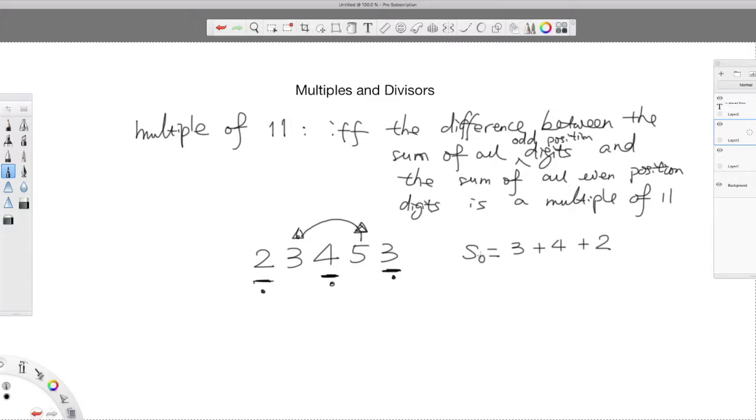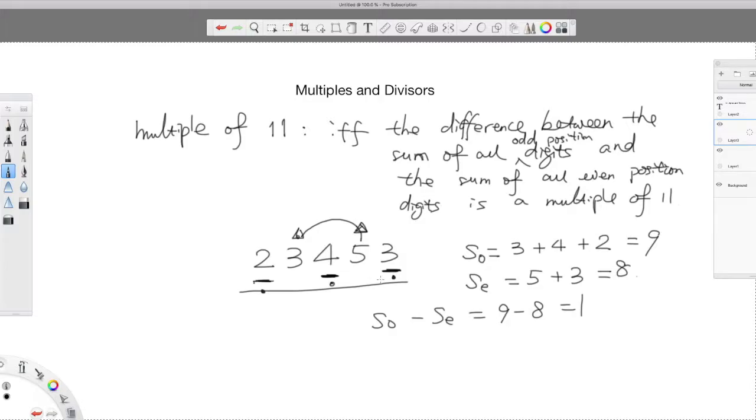Let's call it the sum odd, and the sum even is 5 plus 3. So this sum equals 9, and this sum equals 8. The property asks you to take that difference. So SO minus SE equals 9 minus 8, which equals 1. And if this is not a multiple of 11, then the original number is not a multiple of 11.